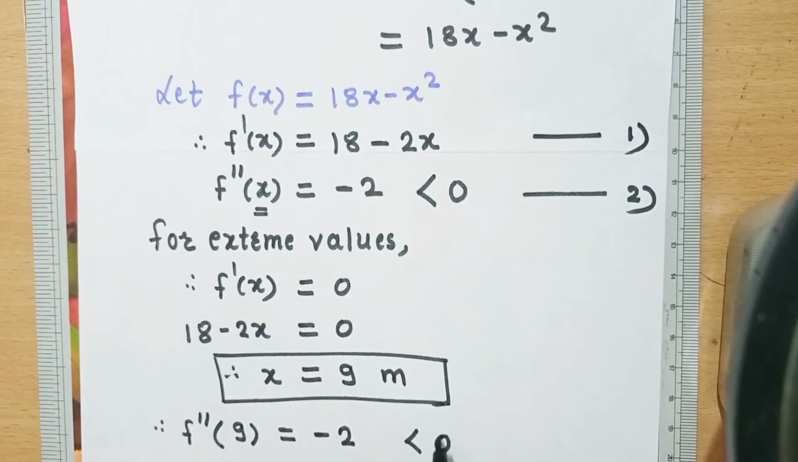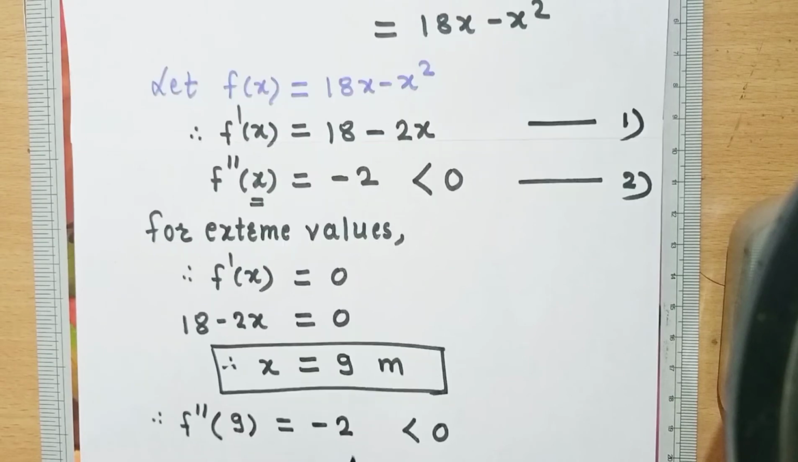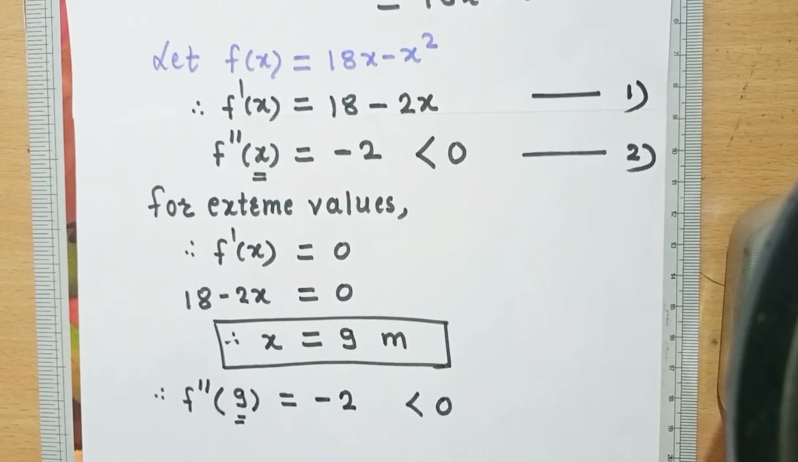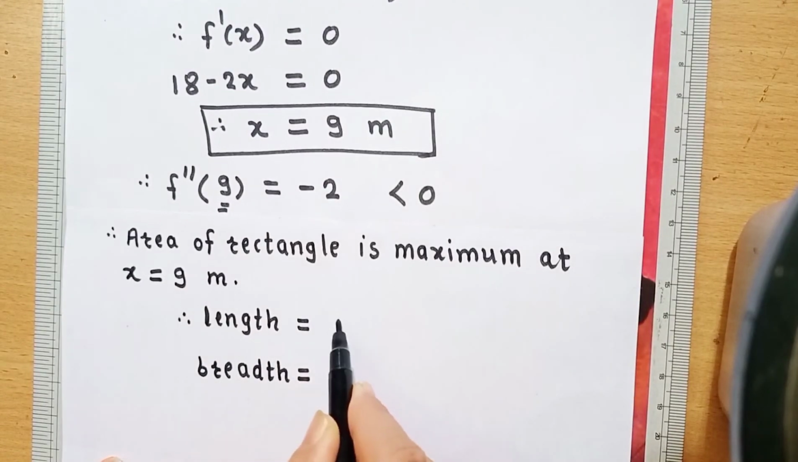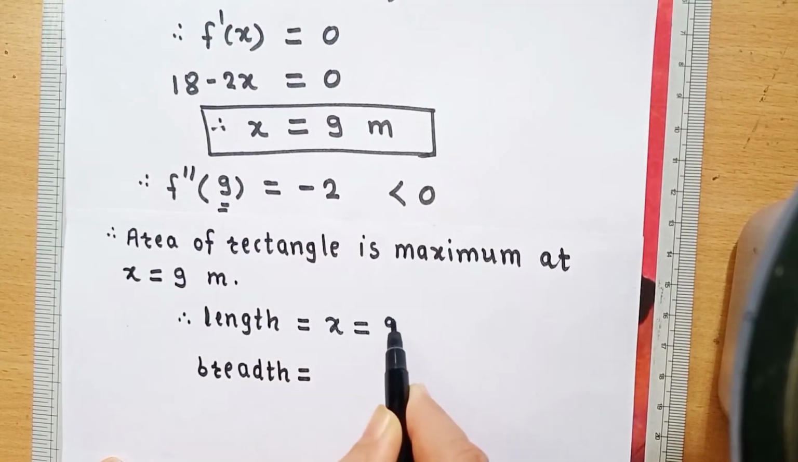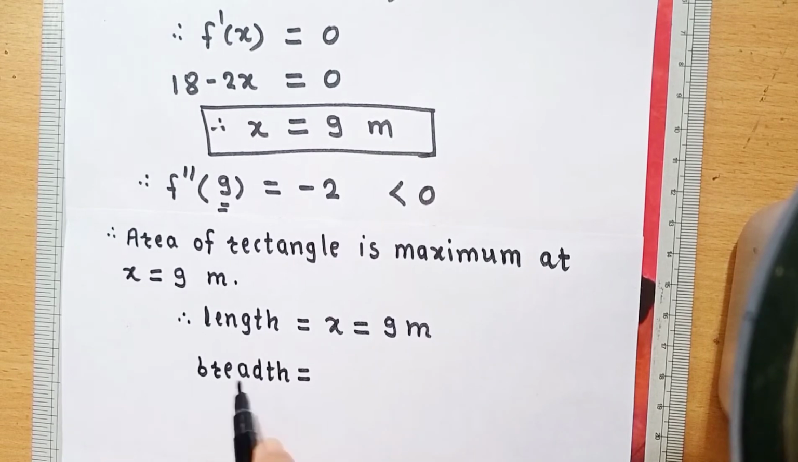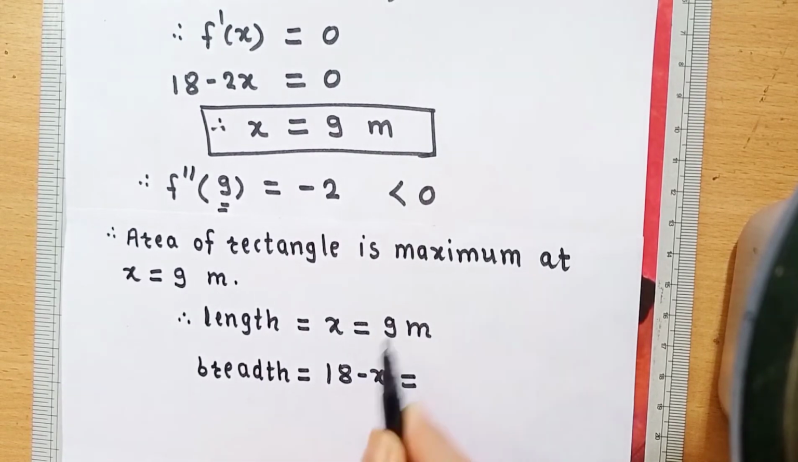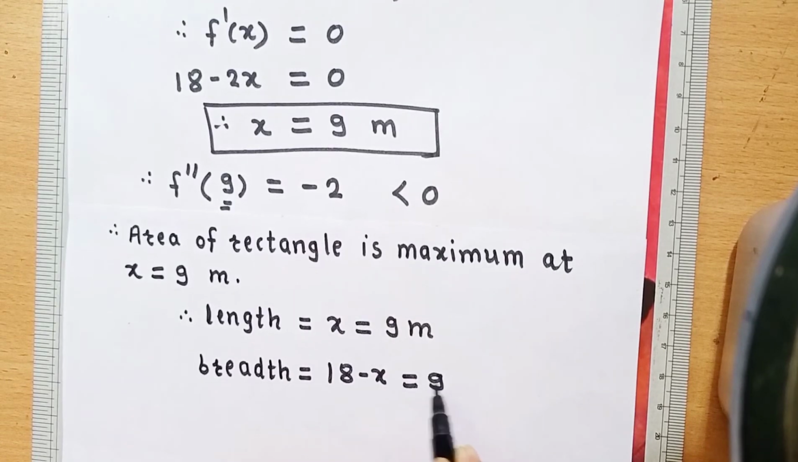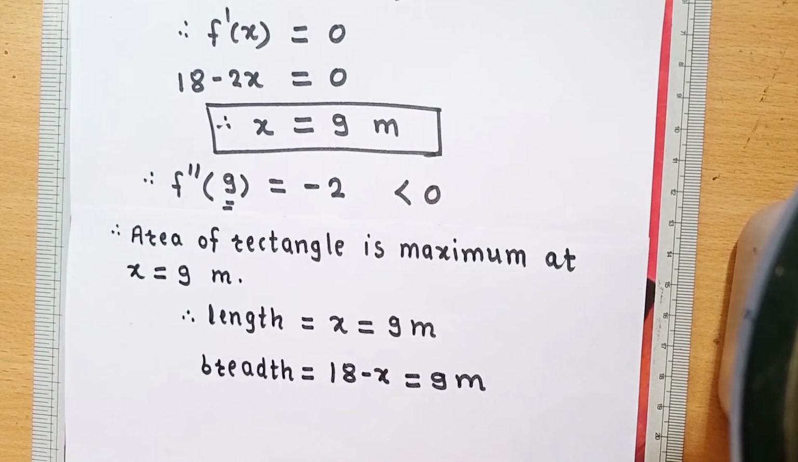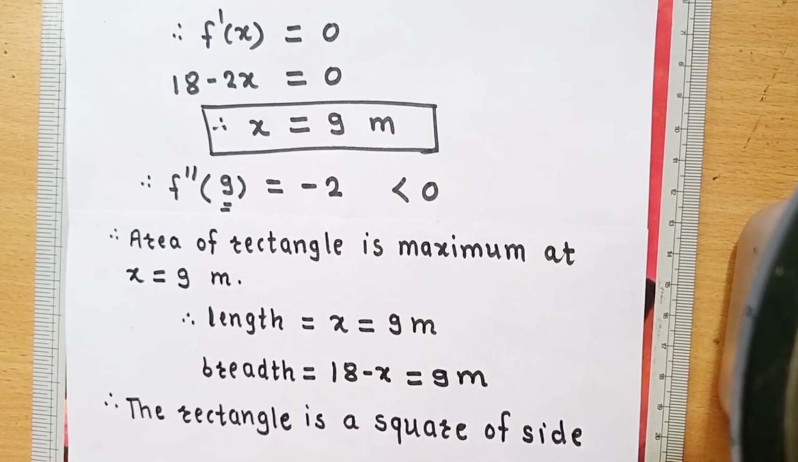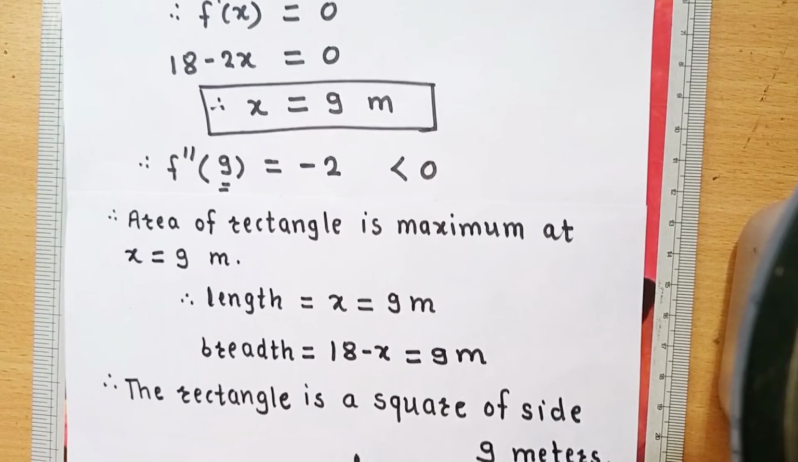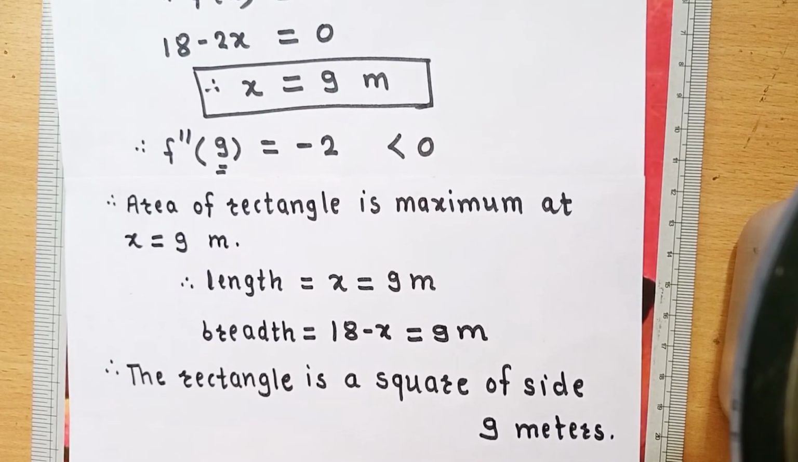Now we can say that this function is maximum at x is equal to 9, and therefore the length of the rectangle is x is equal to 9 meter and breadth is equal to 18 minus x. So 18 minus 9 is 9 meter. Since these two are the same, we write that the rectangle is a square of side 9 meters.